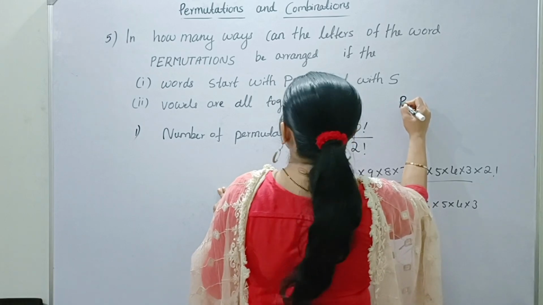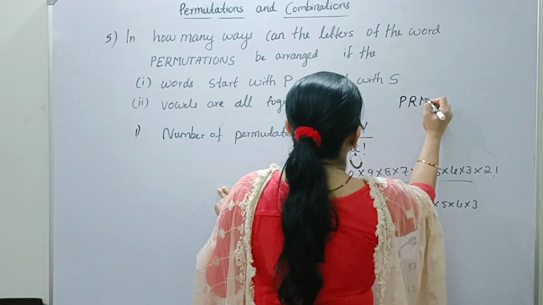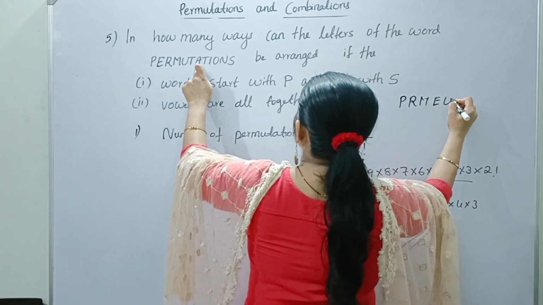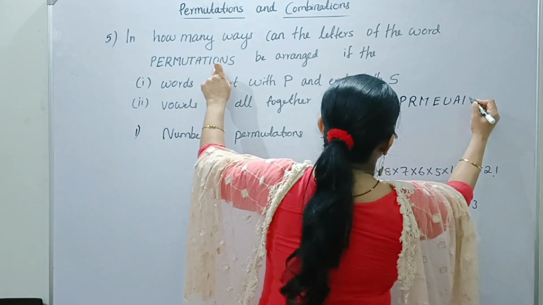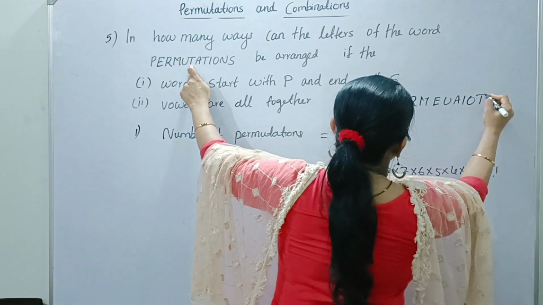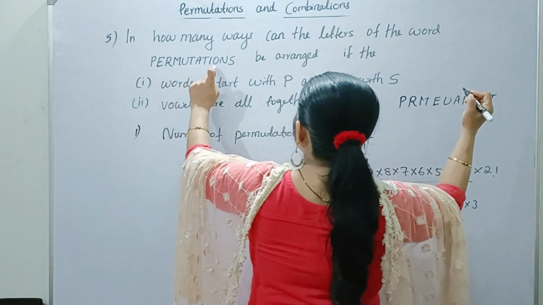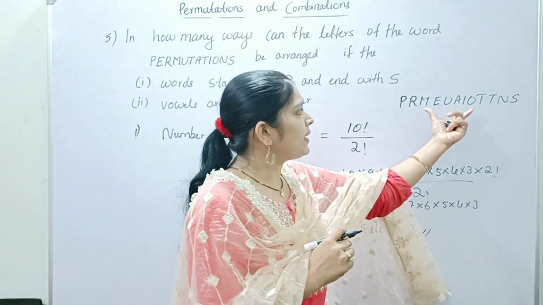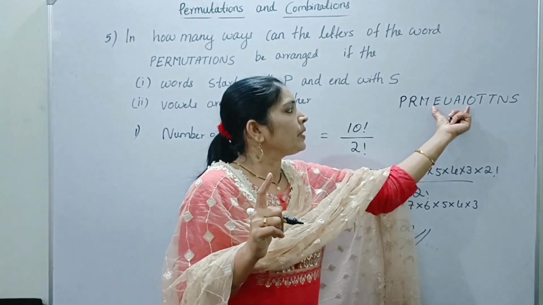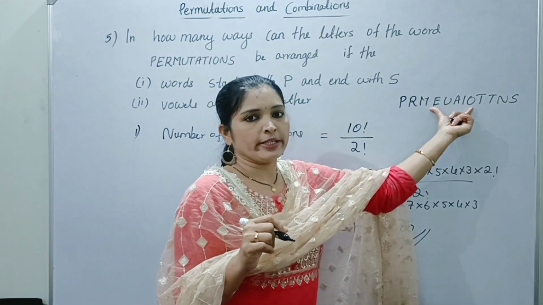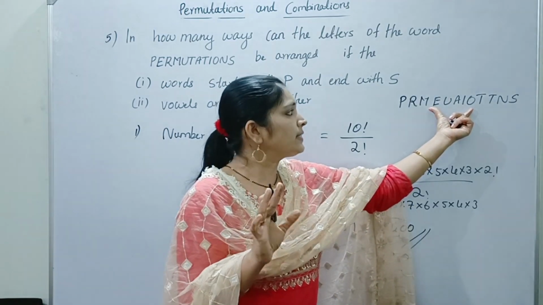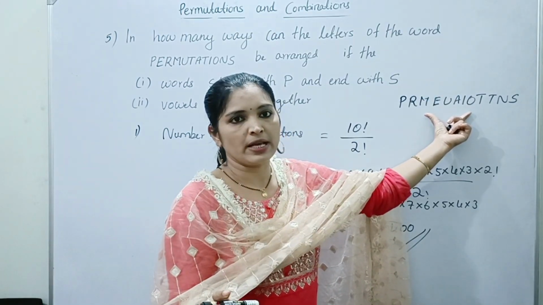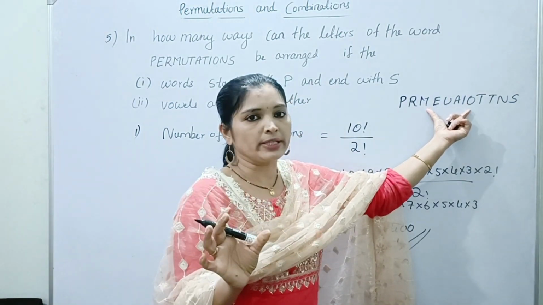P, R, M, E, U, A, I, O, T, T, N, S. I hope I wrote all the letters. Okay, so for one example I gave, see here, I have written all the vowels together. So in such a case, in how many ways can we write the words with all vowels together?